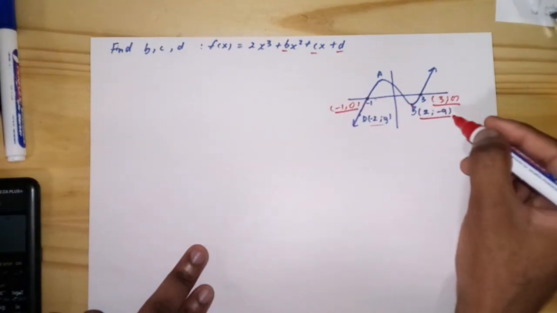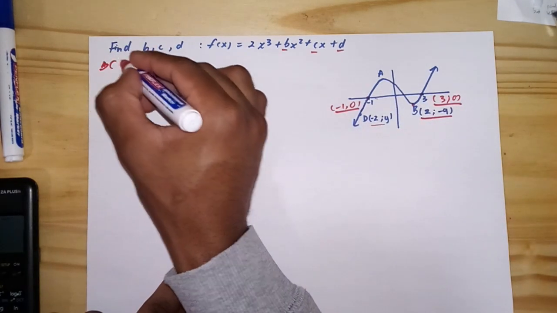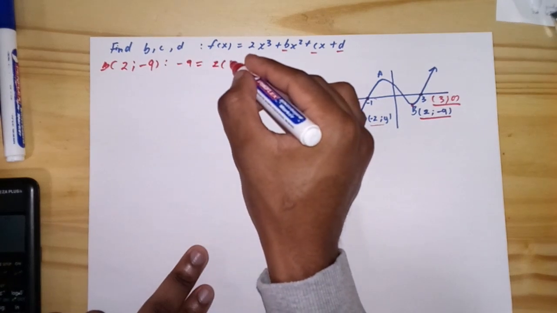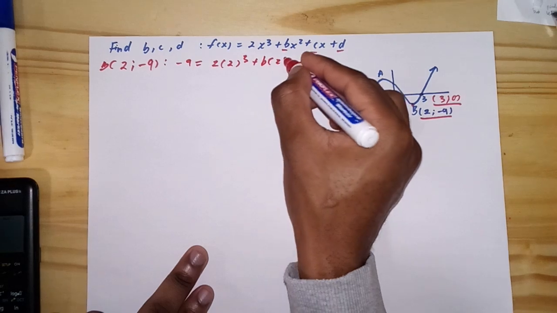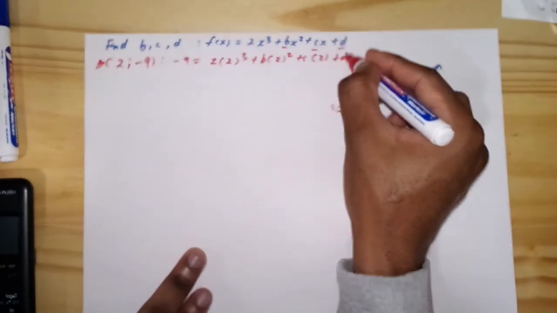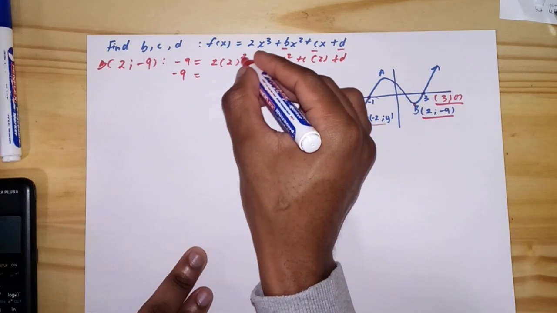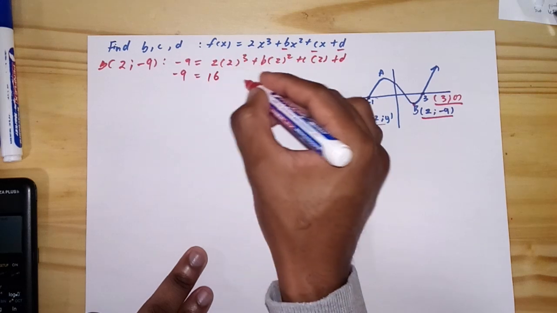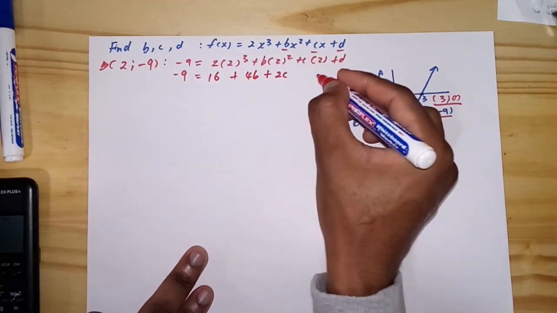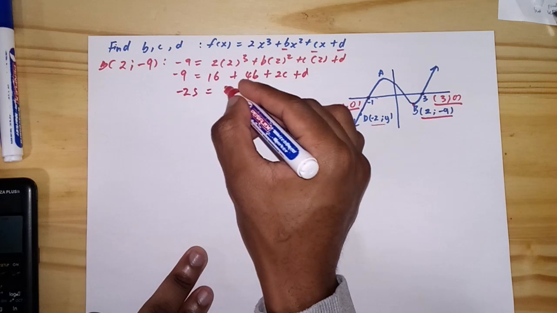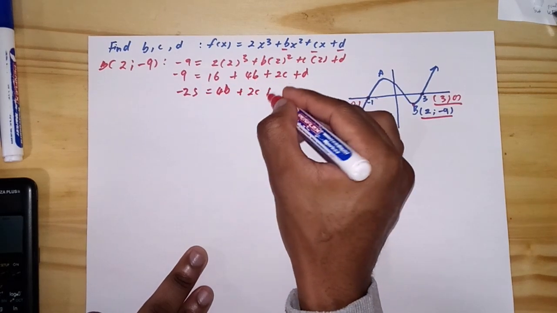Let's continue. Right, so finding all these different things. Sorry about that. Let's start off with the point 2 and minus 9. That gives you minus 9 equals 2 into 2 cubed, plus b into 2 squared, plus c into 2, plus d. The answer to that is minus 9 equals, so that's 8, 8 multiplied by 2 gives 16, plus 4b plus 2c plus d. Then the 16 goes on that side, and minus 25 gives you 4b plus 2c plus d.